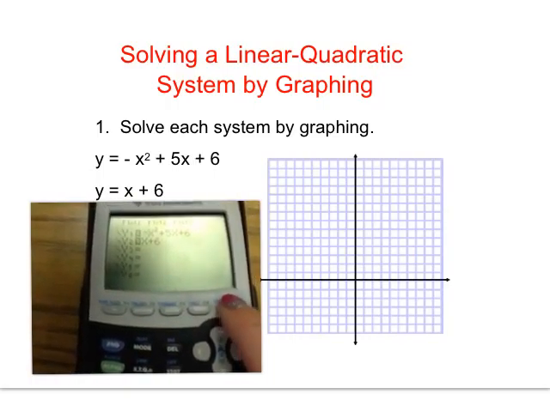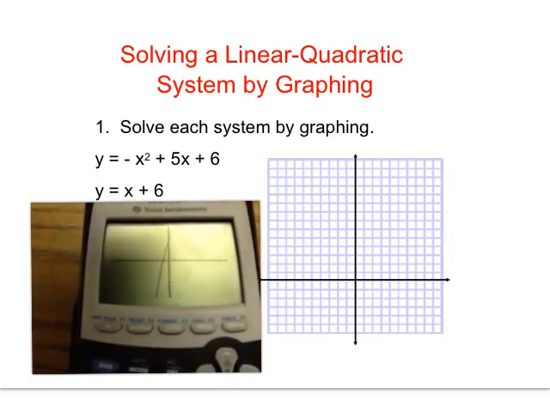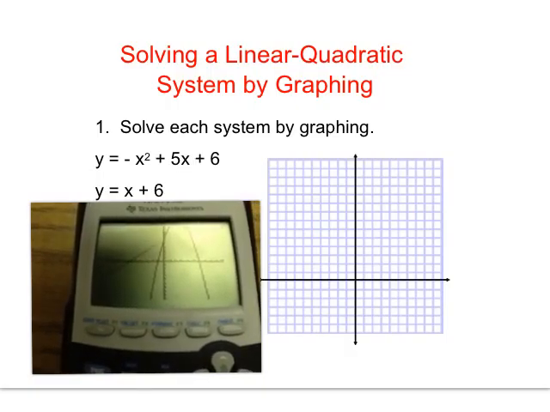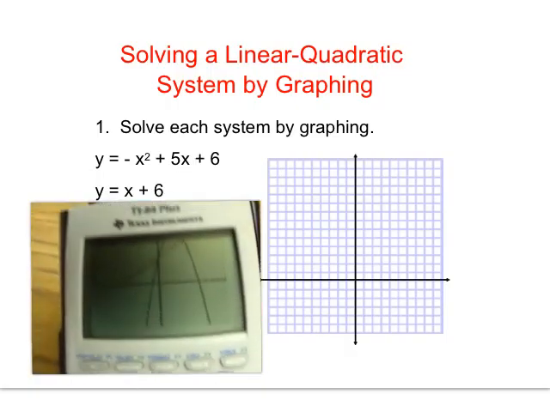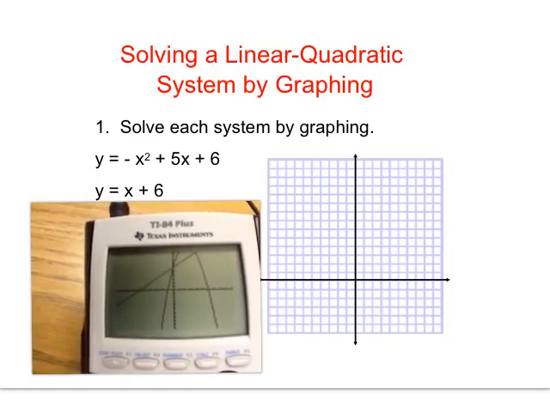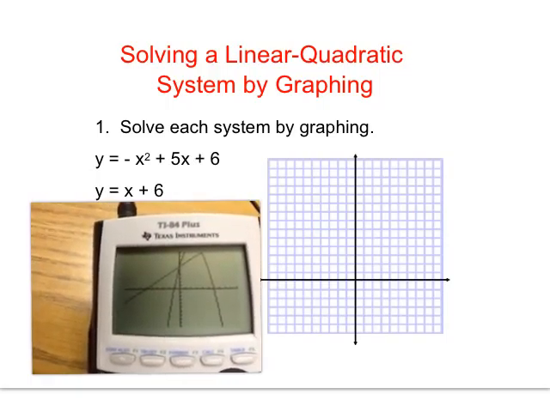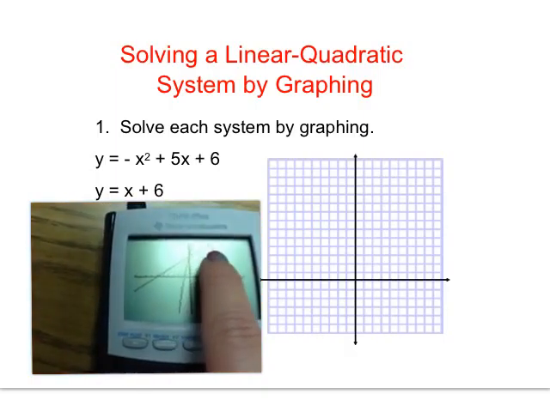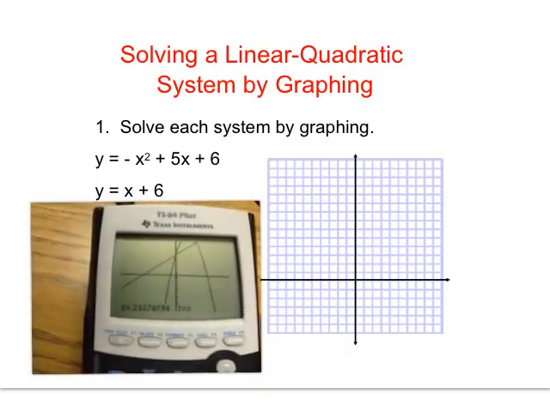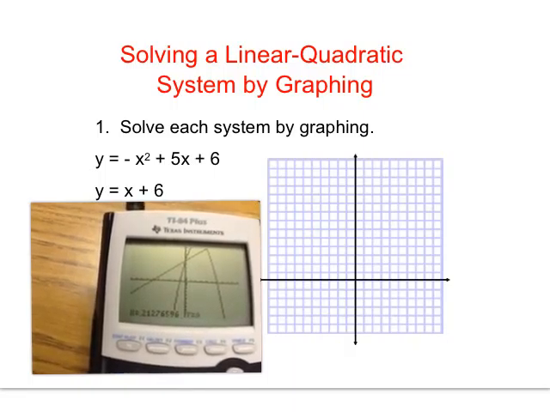Now if we push graph, we should see a parabola. There's our quadratic function, and a line. There's our linear function. I'm looking at this and saying, okay, first of all, I know this is going to have two solutions because I see that we're going to intersect 2 times. The solution to a system is where the graphs intersect.